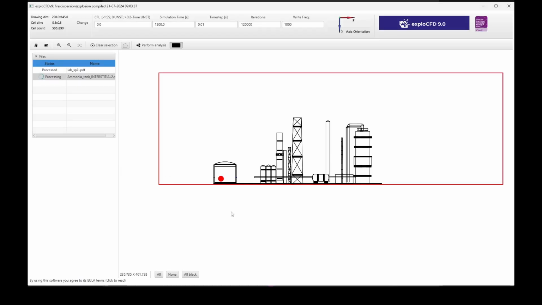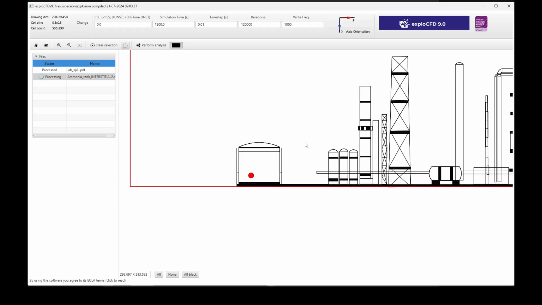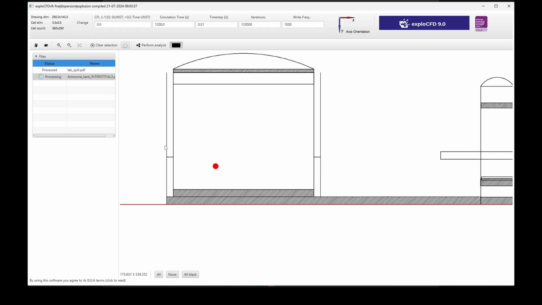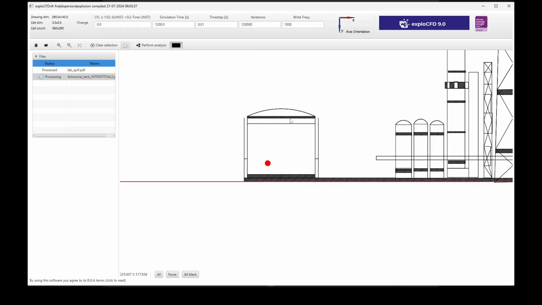Another evaporation case with exploCFD. We're modeling a double-walled ammonia tank that has sprung a leak in the inner wall, and now the interstitial space between the inner and outer walls is filled with liquid ammonia up to this level where the blue lines are.